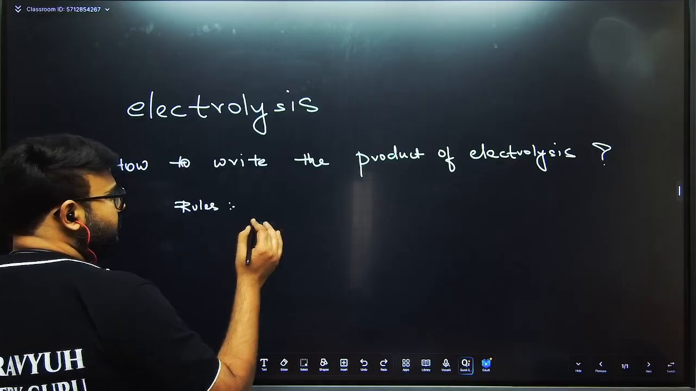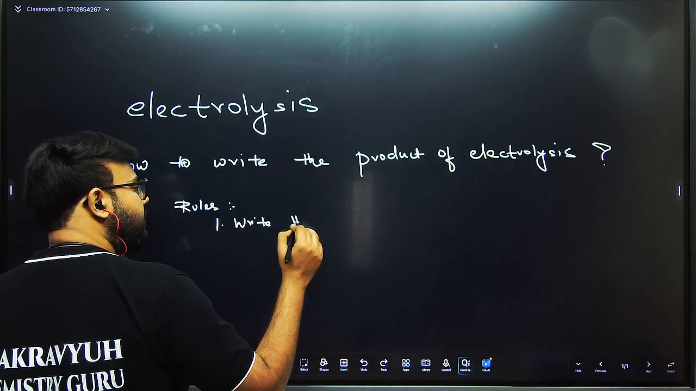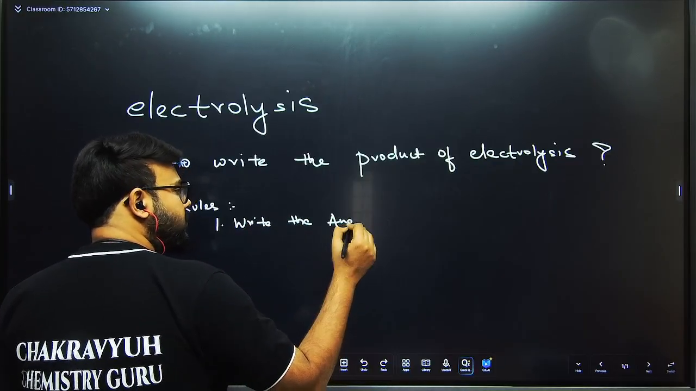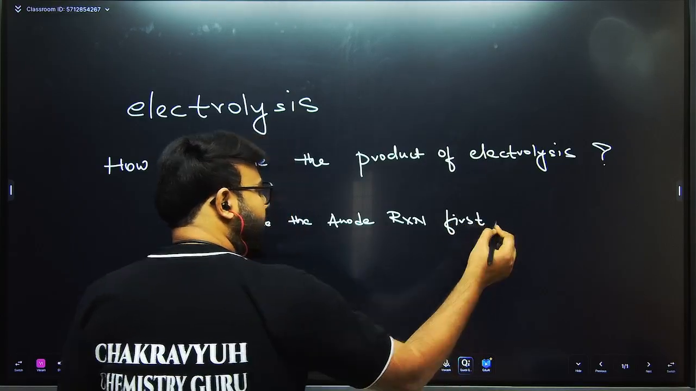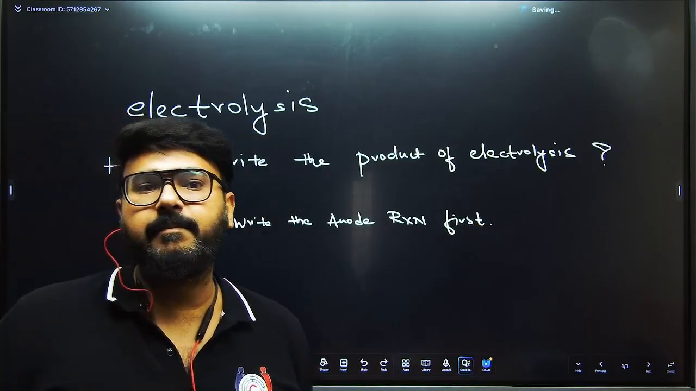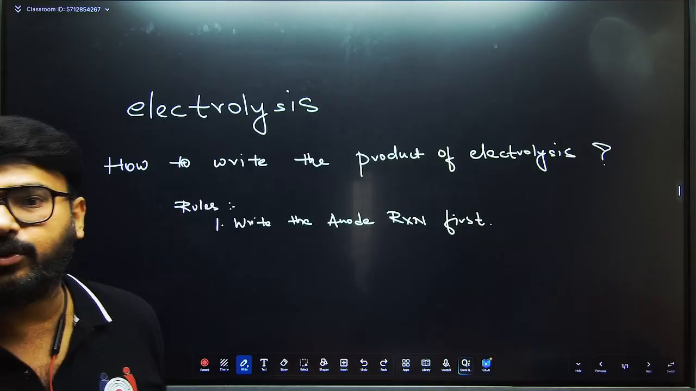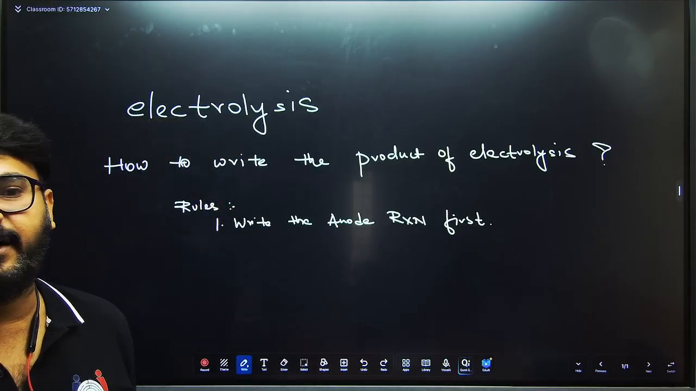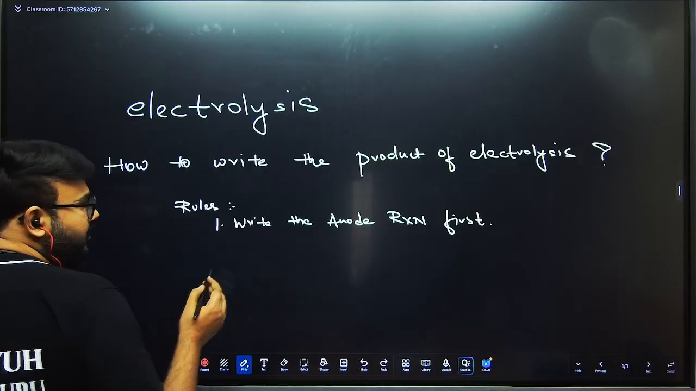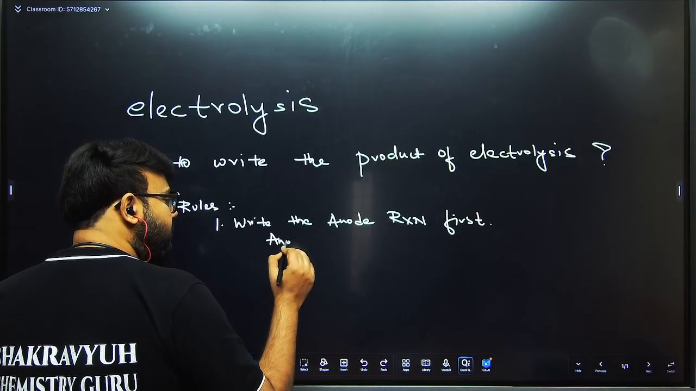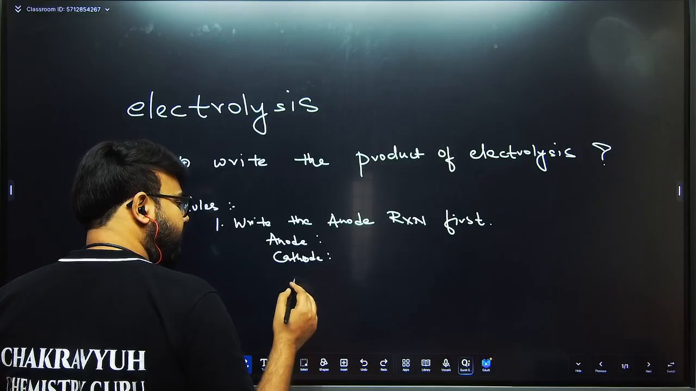So the first rule says, write the anode reaction first. What does the rule say? Write the anode, then you write cathode and then you write overall. Anode, cathode, overall. Just alphabetical. A first, C, then O. Anode, cathode, overall. That's it. So the order is, you will write like this: anode, then cathode, and then overall.